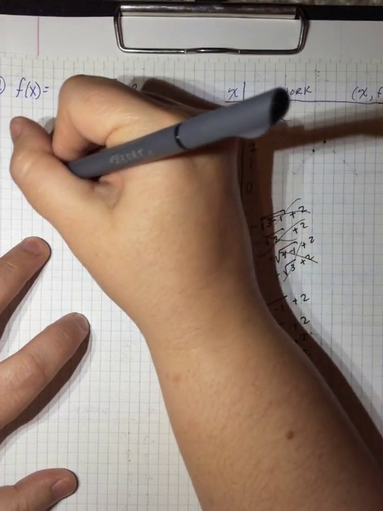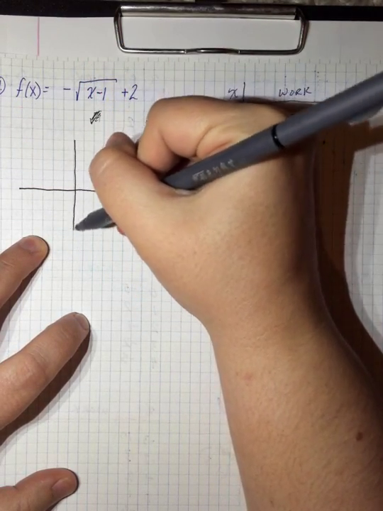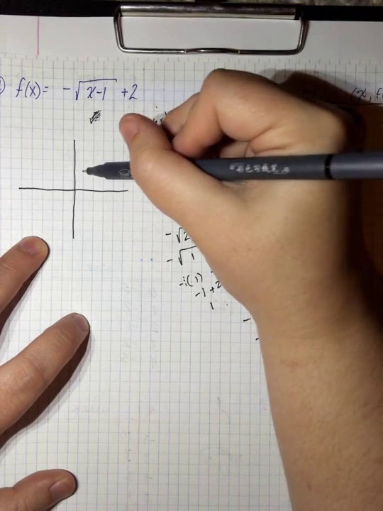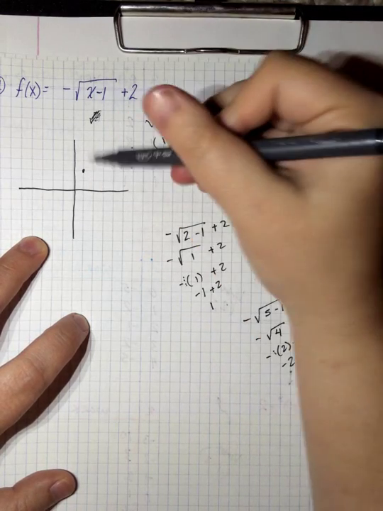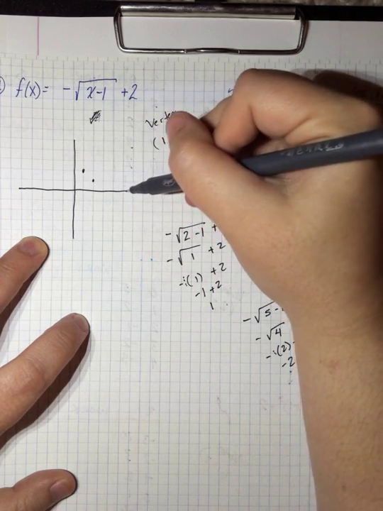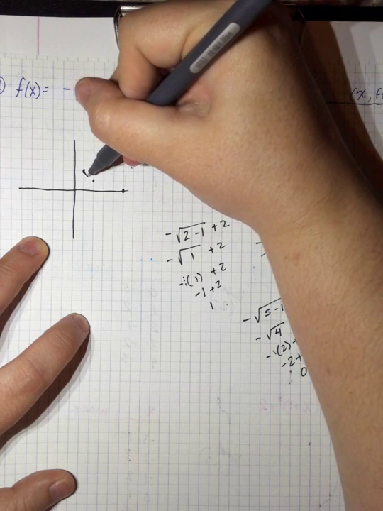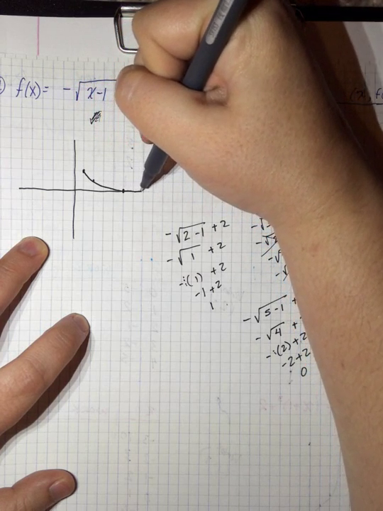So if I make my graph real quick, I should have already had one drawn, but I didn't. That's okay. I can plot these points. (1, 2) puts me here. (2, 1) puts me here. And (5, 0) puts me here. And you'll notice that this is my first point. My graph is going to now look like that.